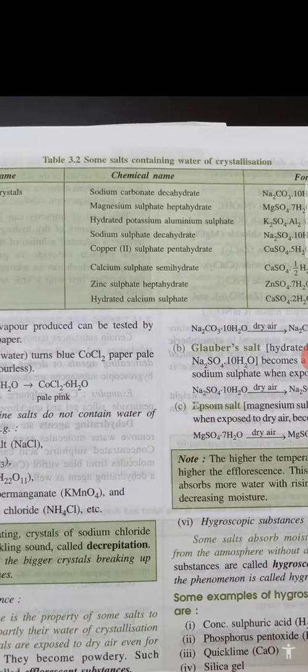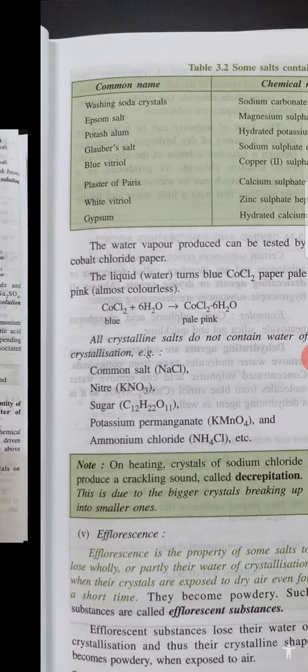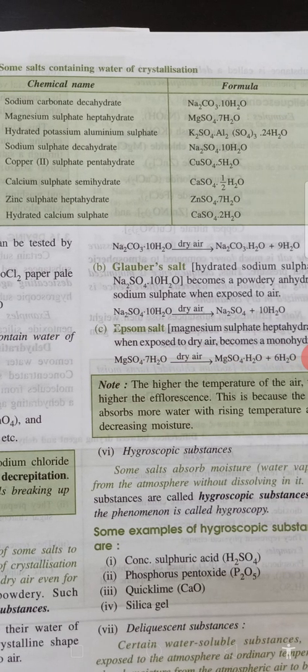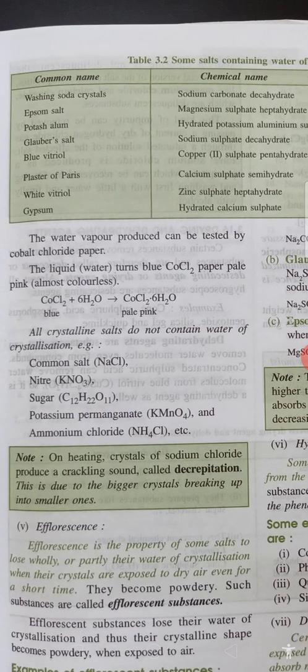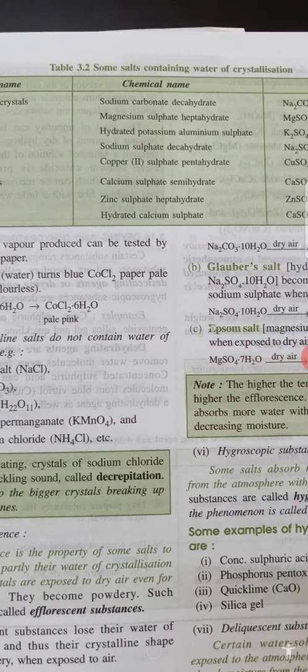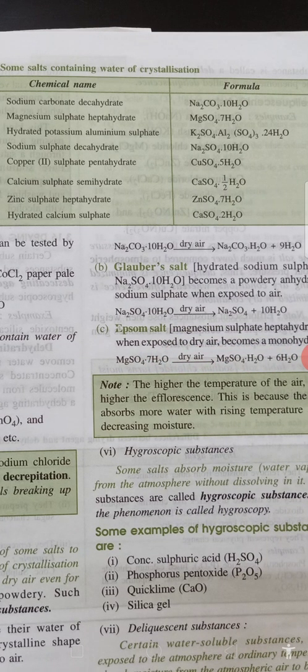In the same way children, some other examples of these salts are given, like washing soda. Washing soda is sodium carbonate decahydrate, that is sodium carbonate 10H2O. Then we have Epsom salt, that is magnesium sulfate heptahydrate, MgSO4.7H2O. Then we have potash alum, this is potassium aluminum sulfate .24H2O. Then we have sodium sulfate decahydrate Na2SO4.10H2O. Then we have copper sulfate pentahydrate, that is copper sulfate .5H2O.